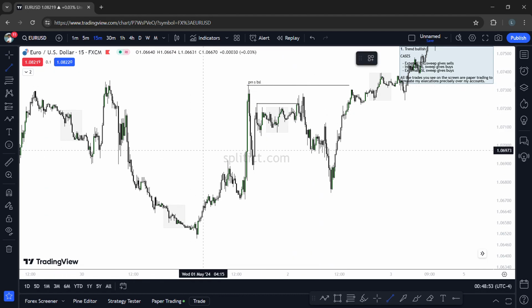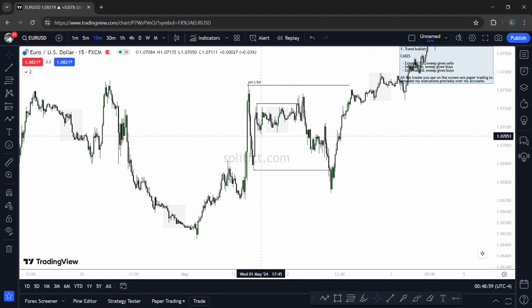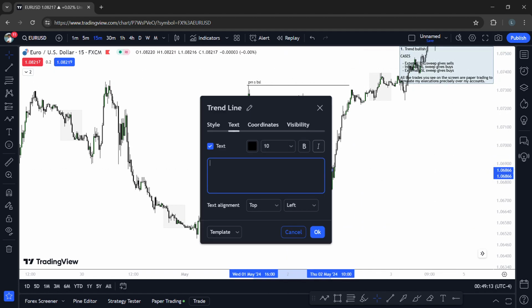And my next range was this PM session sell side liquidity, right? You could still consider this sell and this buy right here. Obviously it's an Asian sell side, but I wouldn't consider these both because it's not in our timings. Anyway, this is the PM session sell side liquidity, PMS SSL.